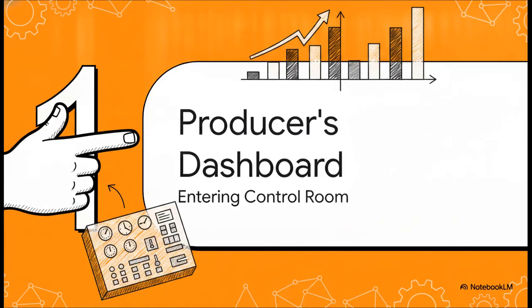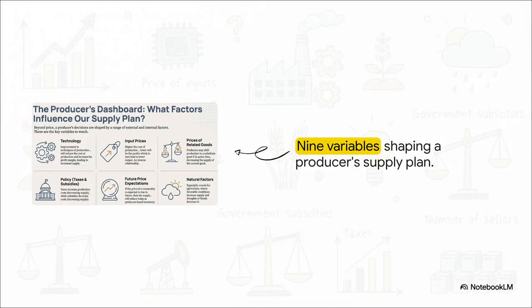Section 1. The producer's dashboard. Entering the control room. Okay, so we really need to shift our everyday consumer mindset into a highly strategic producer mindset. Because producers don't just randomly throw products on a shelf and cross their fingers, no way. They calculate their supply based on 9 completely distinct factors. From the tech they use all the way to natural factors, every single variable influences the final quantity of a commodity that actually goes up for sale. It is a massive balancing act.